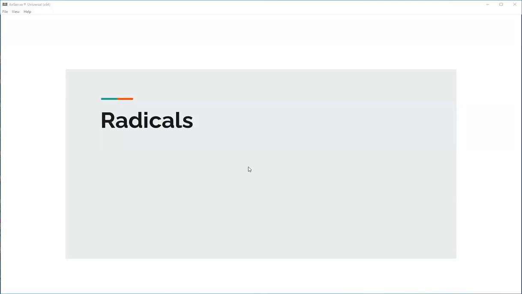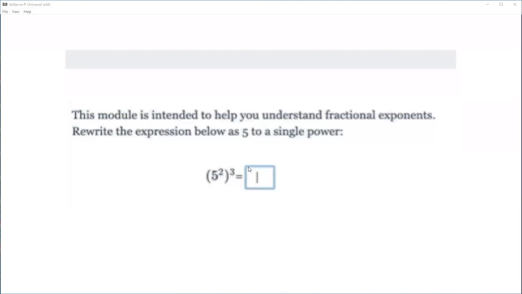All right, we're gonna do the radicals section. Just gonna go slide by slide here. All right, so the module is intended. So let's go with this one. When you have something like this, you will be just multiplying this. So it'll be 5 to the second power times 3. So that'll be 5 to the 6th power here. Okay.